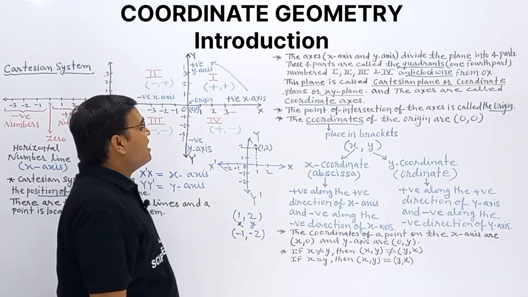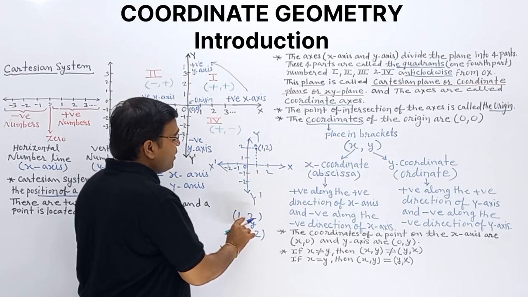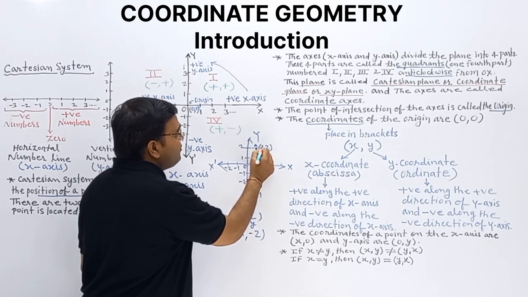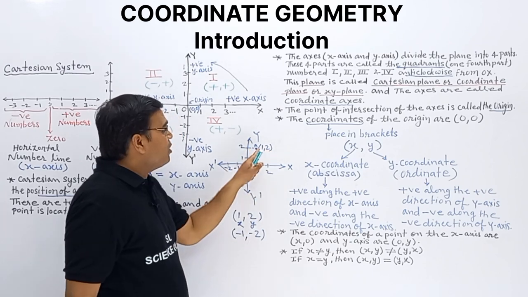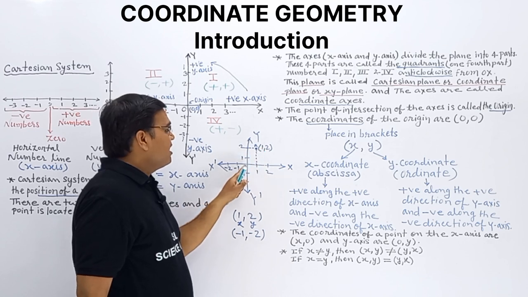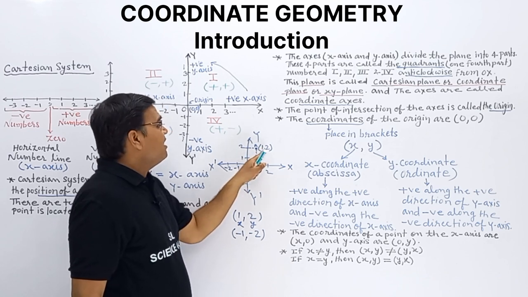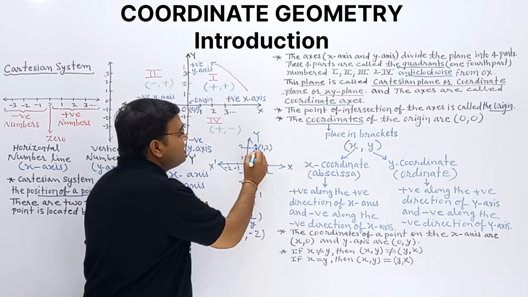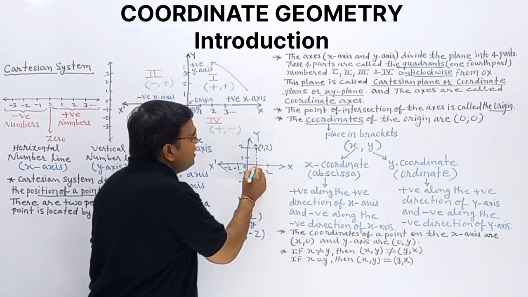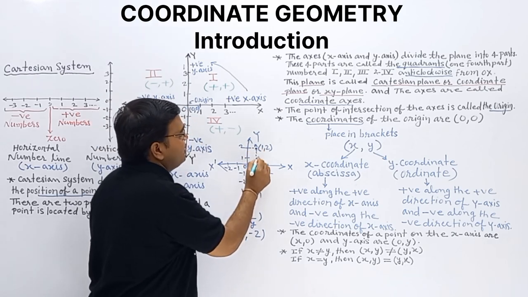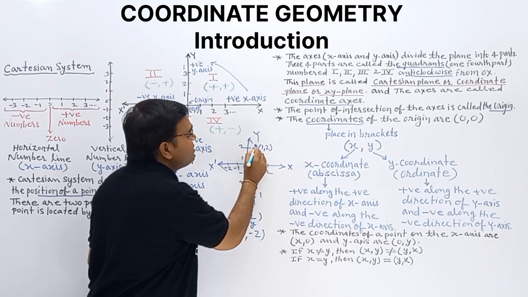Then how will we describe it? How will we draw 1 and 2? So this point is having (1, 2). It means 1 on the x-axis. What will be its distance? It will be having this point. The x point is this one and the y point is this one.